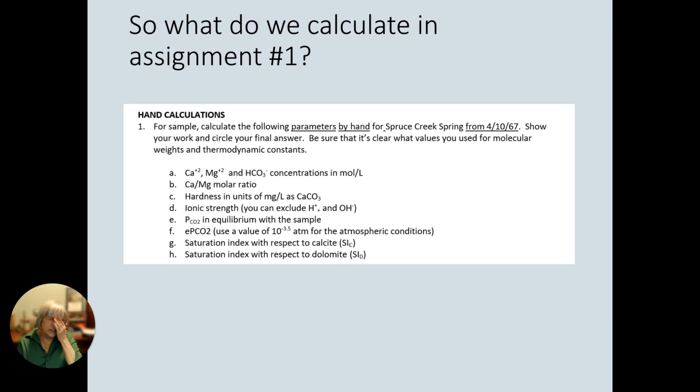Okay, so what are you actually calculating in this problem set? Well, the data set that you're using comes from a paper by Schuster and White, and I've pulled data from 2 locations for you to graph. However, for one data point, just one data point, you're going to do some hand calculations. So I'm going to have you run through these.